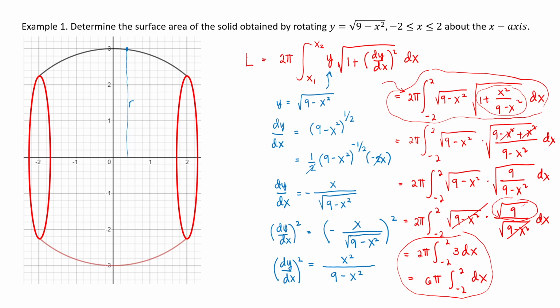Alright, so the answer will be equal to 24 pi. So instead of L, this should be in terms of S, because we are now solving for the surface area. So S is equal to 24 pi square units.